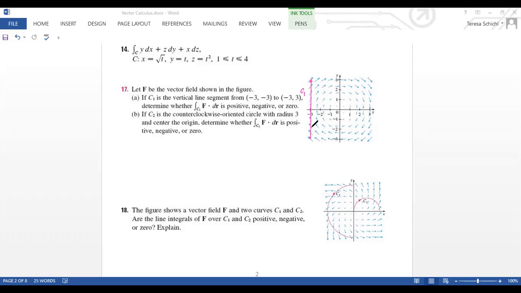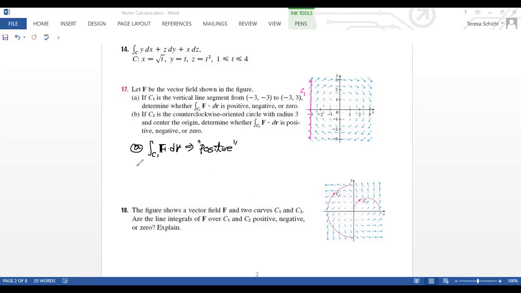So that means the way you travel on this curve is in the same direction as your vector, or you can think of it as a force. So what do you think C1 is going to be here? If I'm traveling in the same direction as the force applied to me, I'm expecting to see that I did positive work, right?